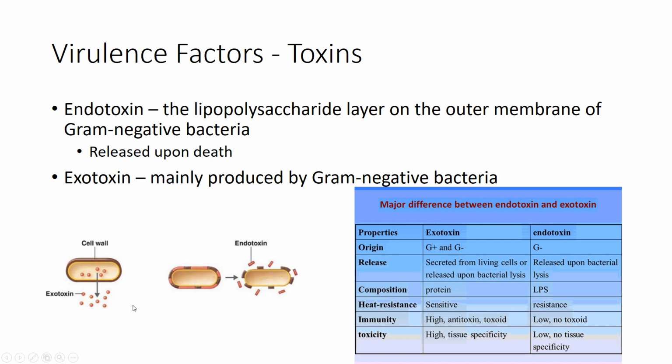The exotoxin is capable of being produced while the bacteria is still alive. So the living cell itself will actually spit out that exotoxin. So I found this table that I thought may help you with this a little, and I've copied that from a different source, just so you'll have a little more information on the differences between endotoxins and exotoxins.